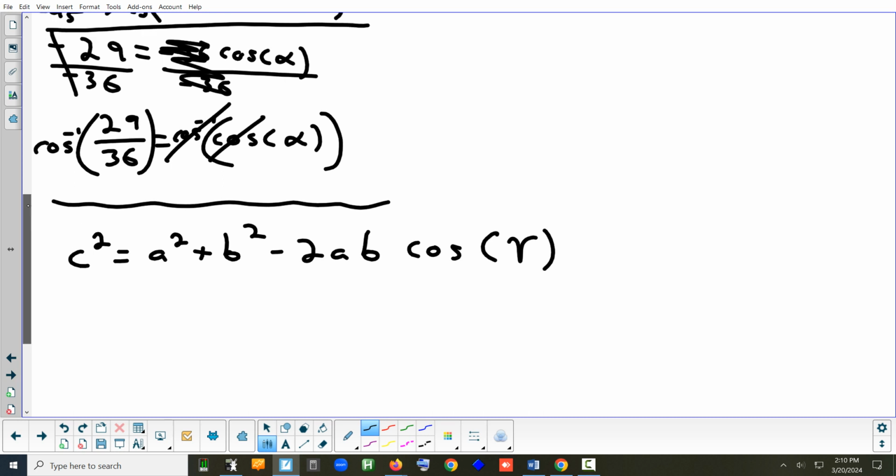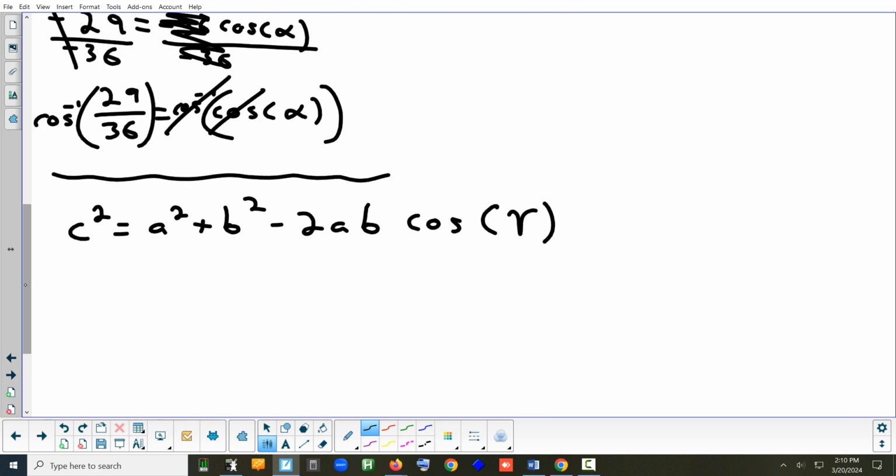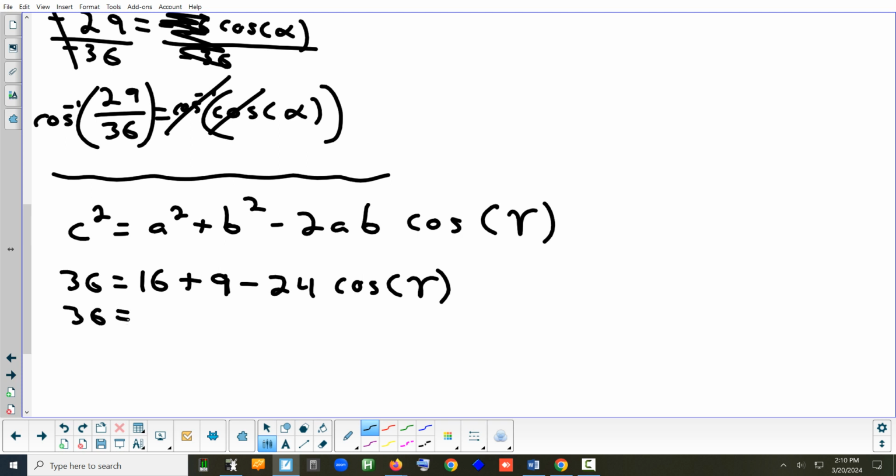Okay, and now so I don't have to keep scrolling up and down to see the numbers. What's c squared? 36. A squared? 16. And b squared? 9. And then what's 2 times 4 times 3? 24. Cosine gamma. Okay, combine your like terms. What do we get? 25 minus 24 cosine gamma.